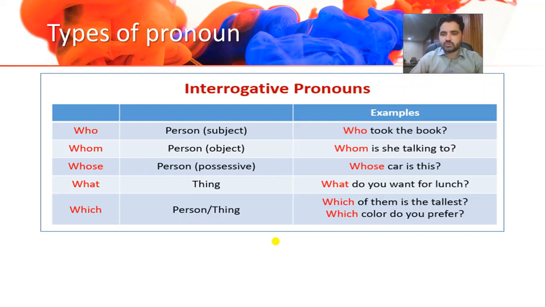Whom is she talking to? She is talking to Sarah. So Sarah is person and is object in the sentence. So if we are asking about Sarah, we can make question whom is she talking to. This is Asad's car. So Asad's is possessive and for person. So if we are making question, whose car is this. What do you want for lunch? Which of them is the tallest? Which color do you prefer? These are some examples of interrogative pronouns and sentences.